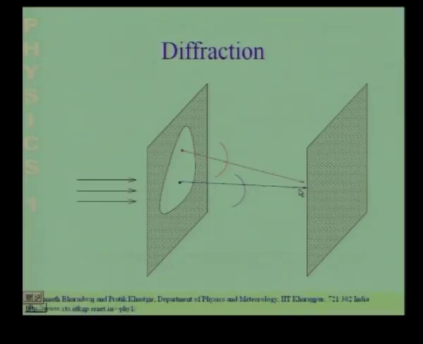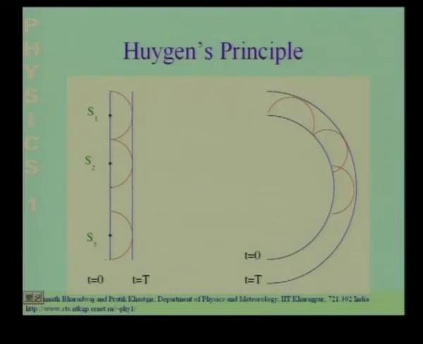So, the question is, how do we handle such problems? And in the last class I had told you that we can apply the Huygen-Fresnel principle to handle such problems. So, what is the Huygen-Fresnel principle? Let me just first recapitulate this. Huygen had introduced a principle to follow the evolution of waves in arbitrary media. So, Huygen's principle can be applied to follow the propagation of light, for example, in an arbitrary medium.